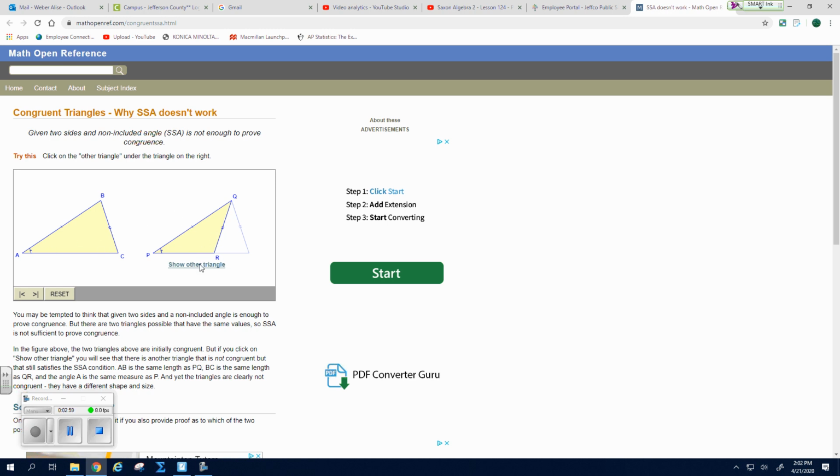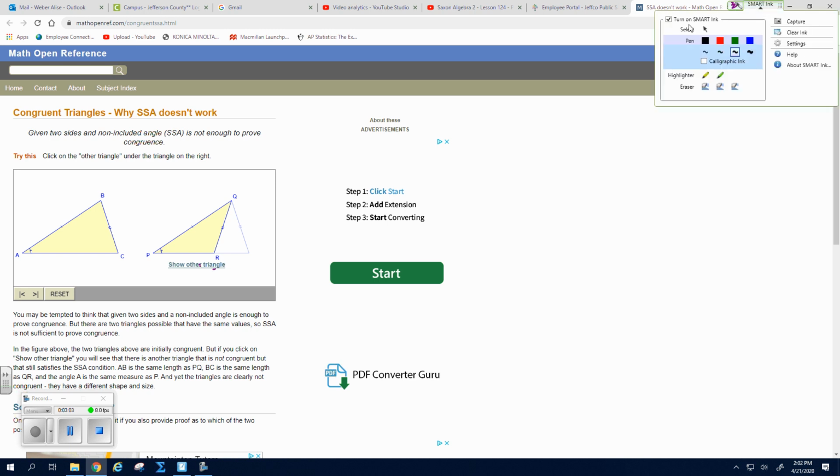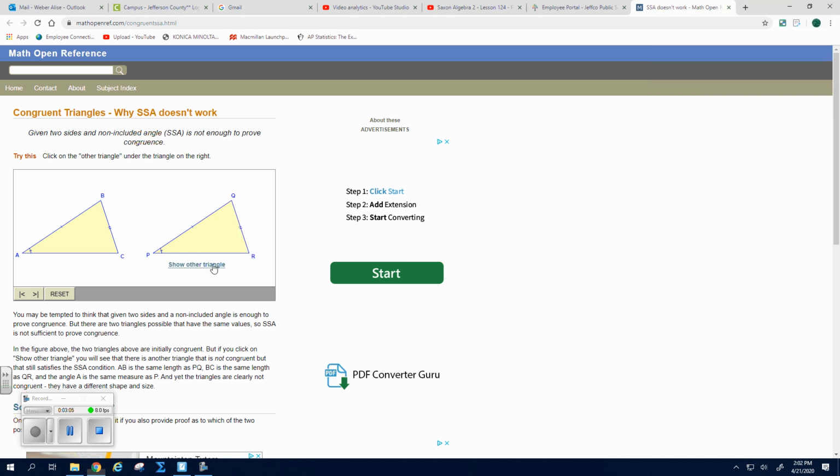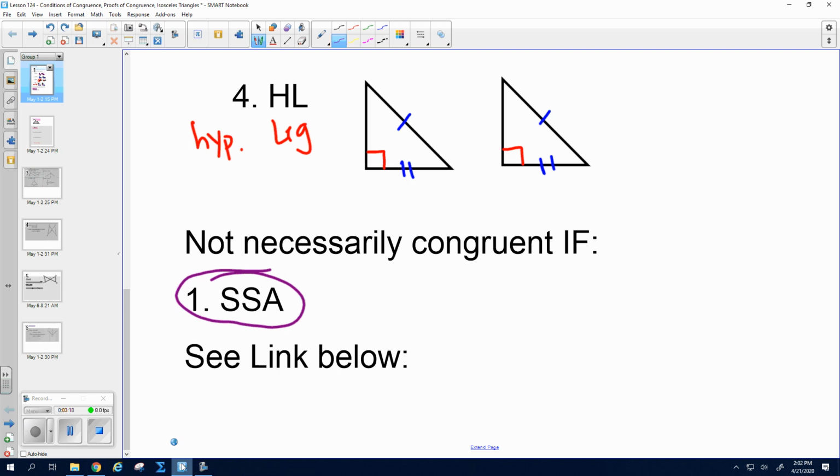However, I can switch this, maybe not, hold on, so that I see this other triangle. Well, now they are congruent, so it's side, side, angle. But it's not necessarily true because we don't know if it looks like that or it looks like that. So don't use side, side, angle ever to prove congruence. This guy, no. All right.